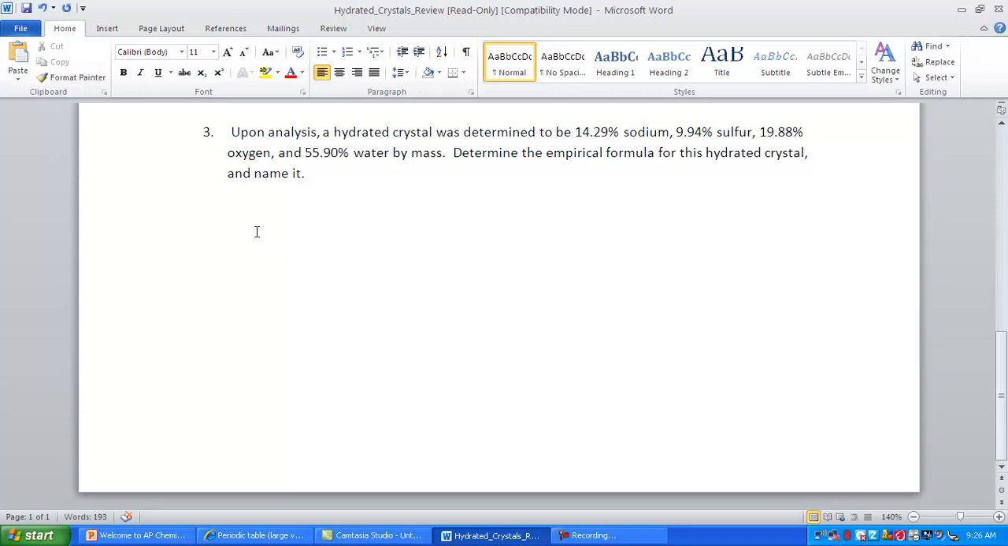Notice here what we've got is 14.29 plus 9.94, 19.88. Those are all percentages giving us a total of 100%. The strategy for determining empirical formulas is to take the mass percentage and divide it by the formula weight to turn it into a mole.